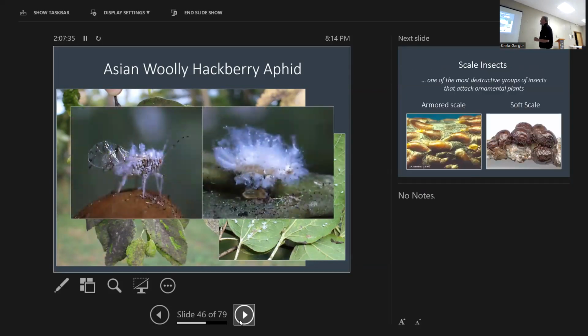There's what it looks like up close. So there's the immature and there's the adult, with all of that wonderful protective stuff on it.